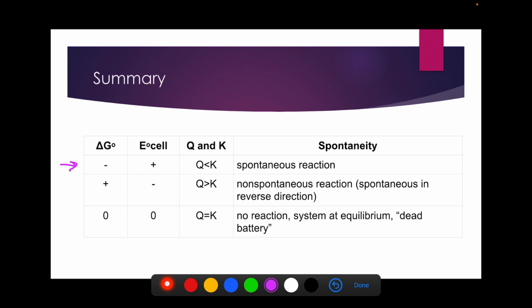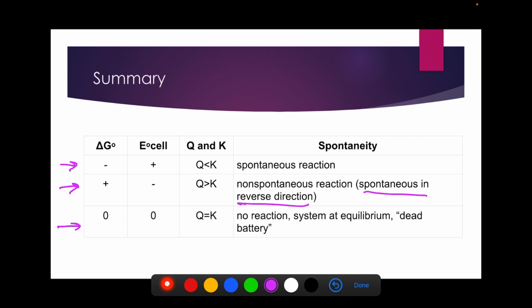As we've said, a negative delta G value indicates a spontaneous reaction. This will give us a positive cell voltage, and Q will be less than K because we're far from equilibrium. A positive delta G value indicates a non-spontaneous reaction and a negative cell voltage. In this case, Q is much greater than K. Also recall that when Q is greater than K, the reaction will proceed spontaneously in the reverse direction. Therefore, the reverse reaction would have a negative delta G and a positive cell voltage.